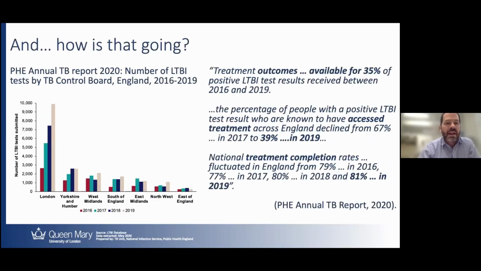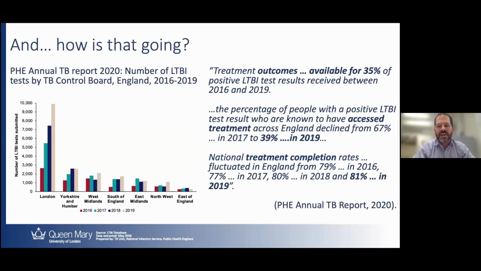It's written there. So how's that going? Well, there are ups and downs. We screened quite a number of people, as you can see. These are the number of tests. Test positivity, I didn't put it there, varies between 15 and 20%, thereabouts.